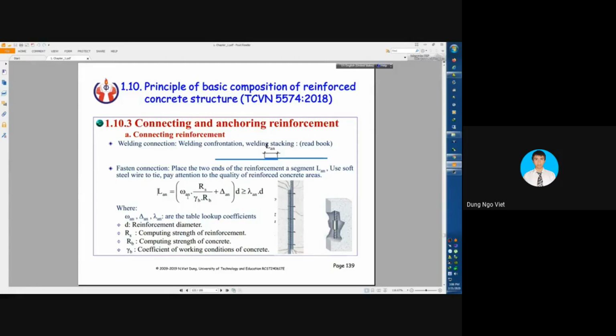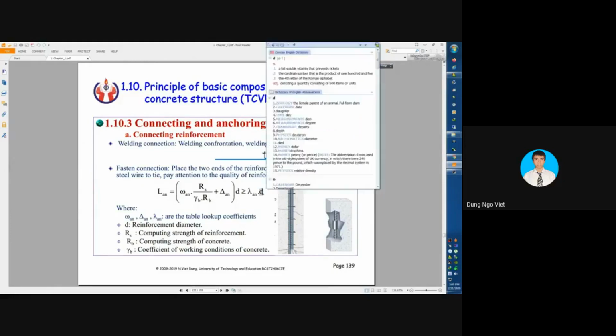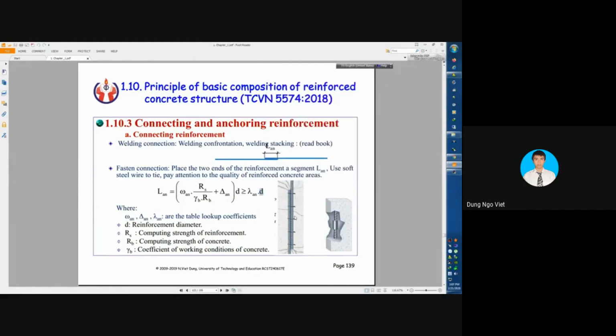LAN. So in this formula, we have omega AN, delta AN, and lambda AN, which are the table lookup coefficients. And D is the reinforcement diameter. RS is the computing strength of the reinforcement, and RB is the computing strength of concrete. And gamma B is the working condition coefficient of concrete.